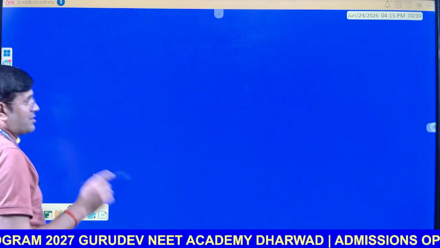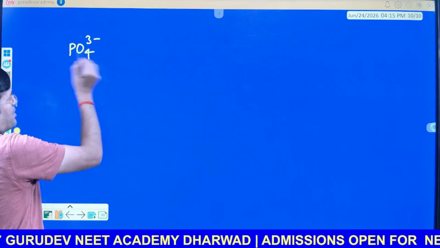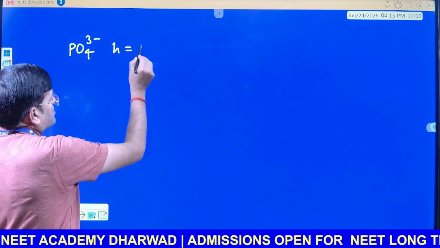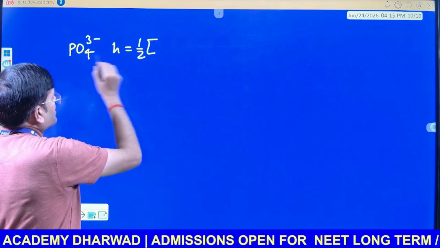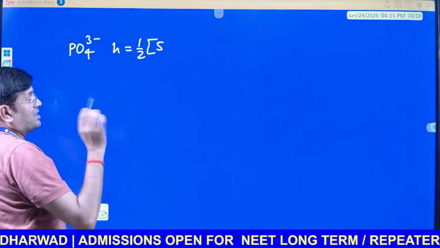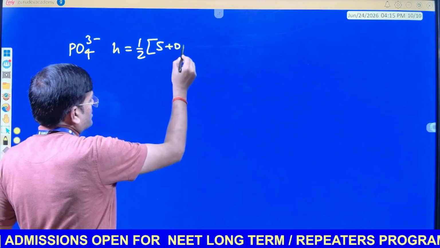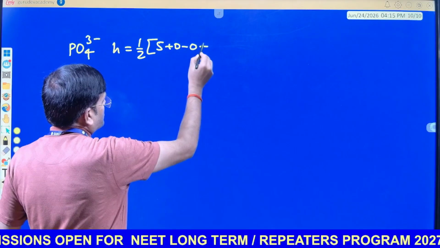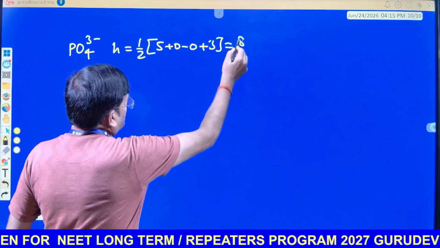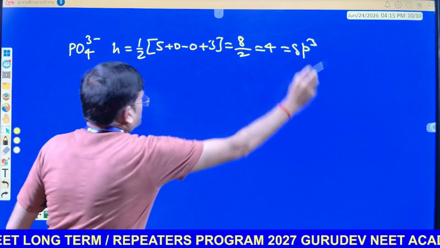It took some time to explain, but now just see how to find out the hybridization faster. We have PO4 3 minus. Number of hybrid orbital is equal to what? Half of the number of valence electrons in phosphorus, which is 5. Oxygen is not monovalent, it is divalent, so leave it. Plus 0, it is not a cation, so again 0. Plus it is an anion, so plus 3. So you could see it comes out to be 8 by 2, that is 4, and 4 means sp3.